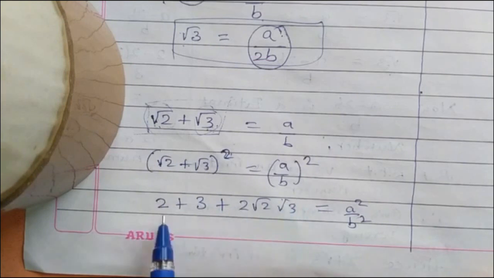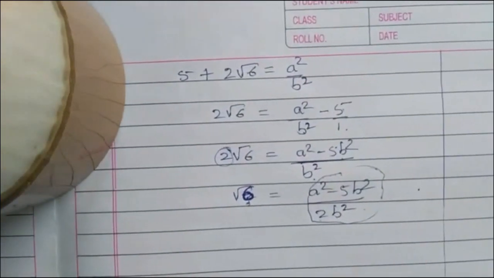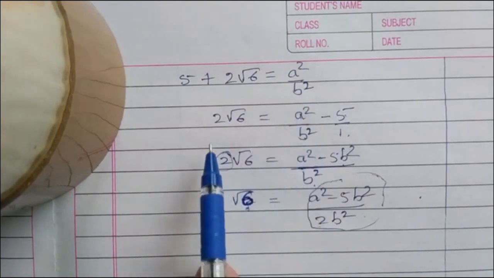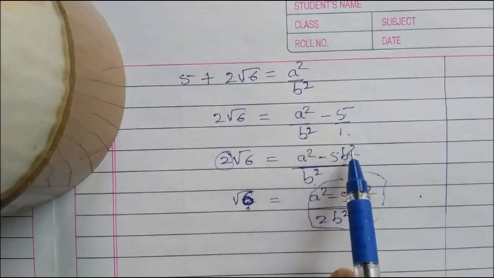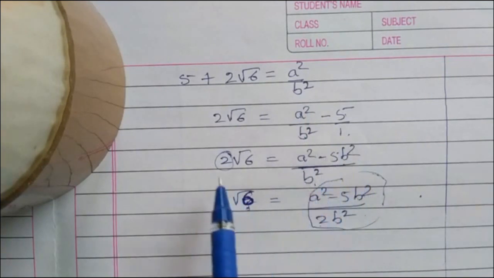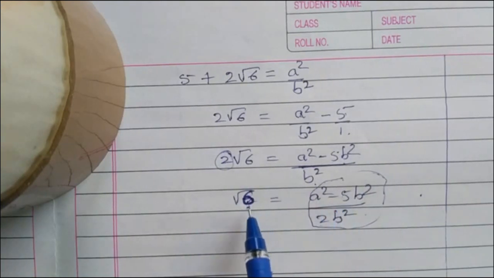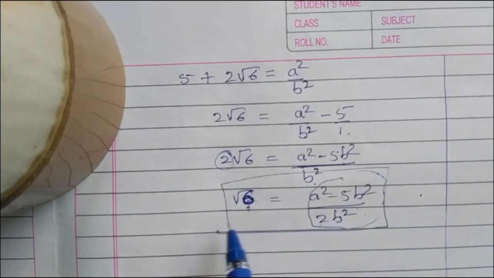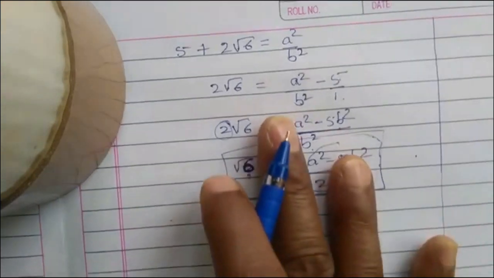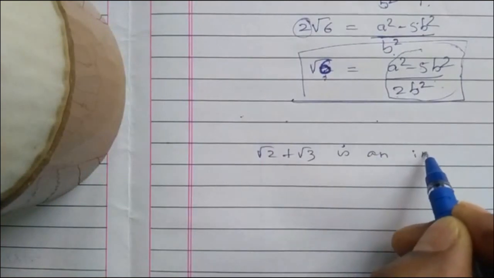Then we obtain 2 plus 3, 5. 2 into root 2 root 3 is root 6, root 2 into root 3 is root 6, 2 root 6. 5 plus 2 root 6 is equal to a square by b square. 2 root 6 is equal to a square by b square minus 5. After the LCM, a square minus 5b square whole divided by b square. 2 also we need to shift. Finally root 6 is equal to, the root 6 is a single irrational number that is equal to a rational number. This leads to a contradiction, therefore our assumption is wrong. Hence root 2 plus root 3 is an irrational.